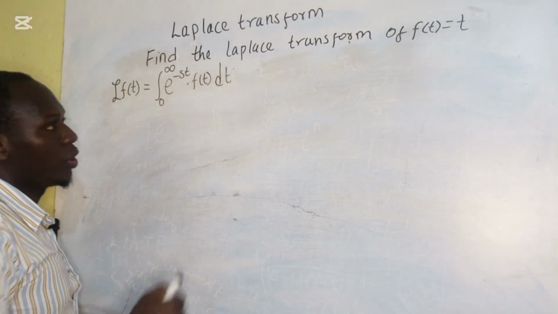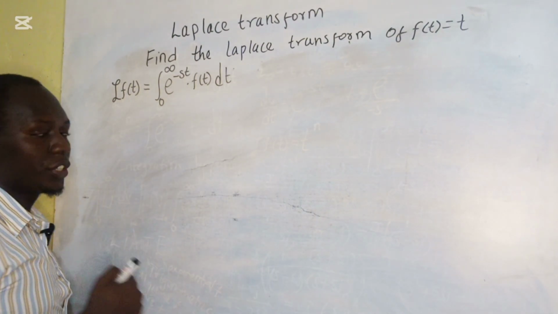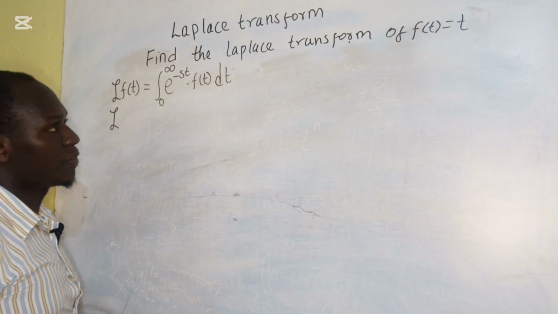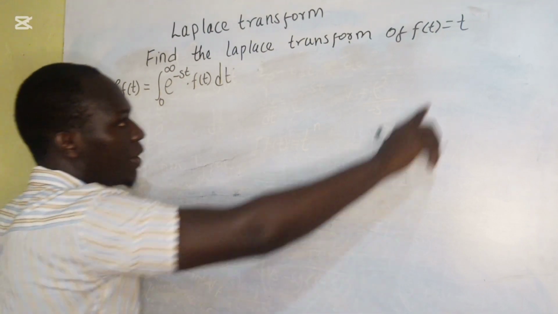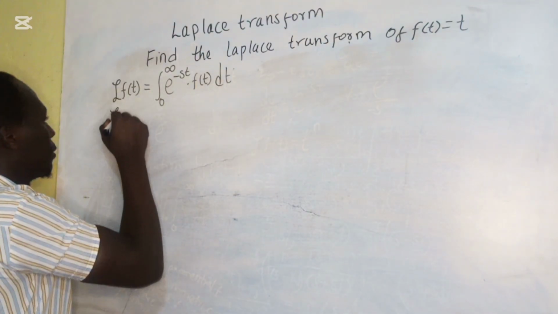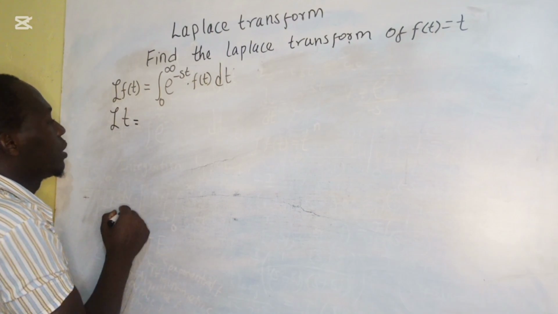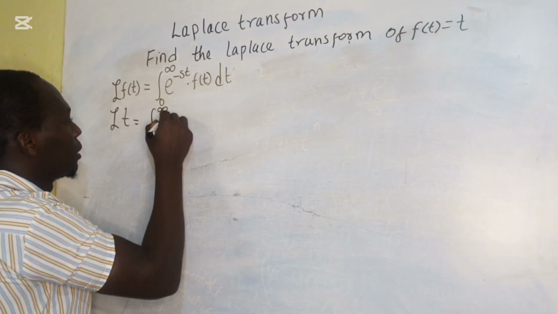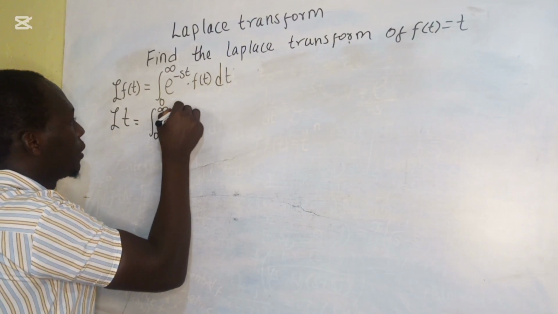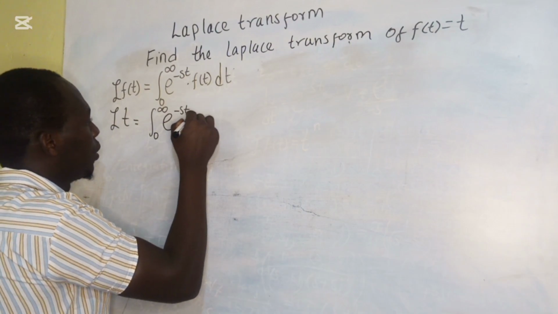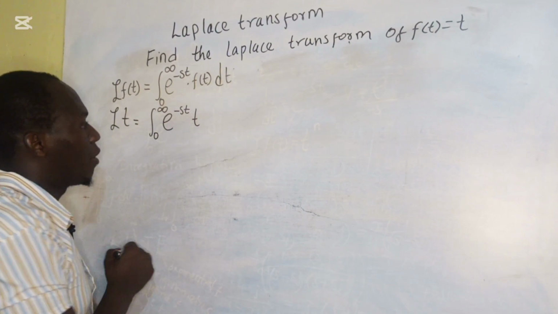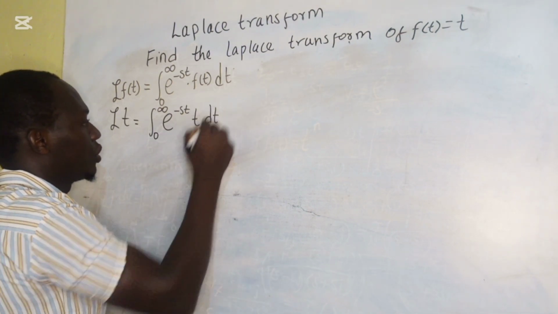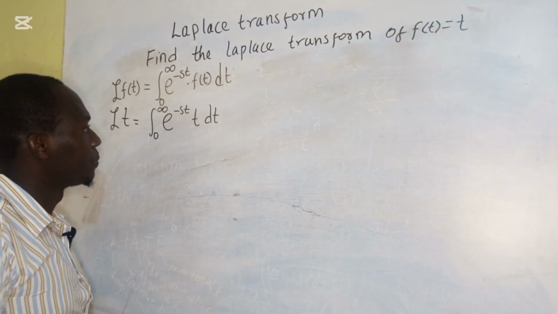Now from this point, what we need to know is that the Laplace transform of our function f of t, where f of t is equals to t, is going to be equals to the integration with respect to our limits of exponential negative st multiplied by our function t, and our integration is with respect to dt.